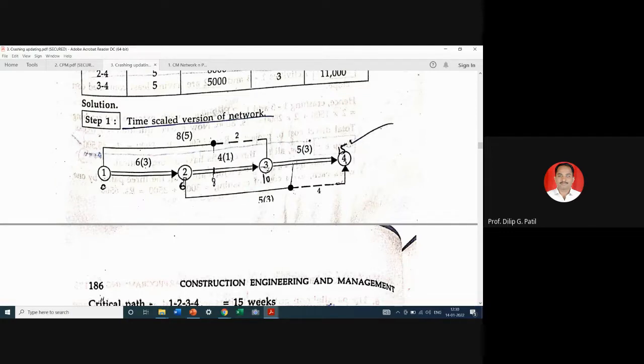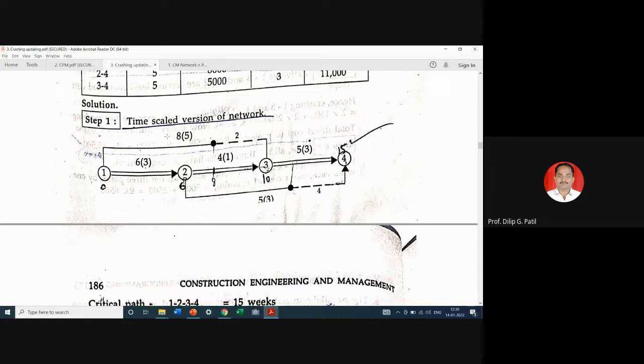2 weeks ने क्रॅश केलं तर काय होईल की याचं ड्युरेशन 4 च्या ऐवजी 2 होईल आणि हा जो एक्स्ट्रा टाइम अवेलेबल आहे तो निघून जाईल. म्हणजेच this activity 1-3 will also become critical. At the same time here you can see there is extra time of 4 weeks. So this extra time will reduce to 2 weeks. लक्षात येते तुमच्या? कारण की आपण क्रिटिकल पाथचा ड्युरेशन कमी करत आहोत.